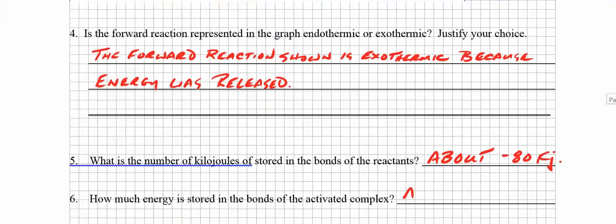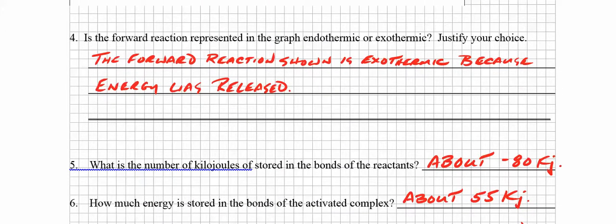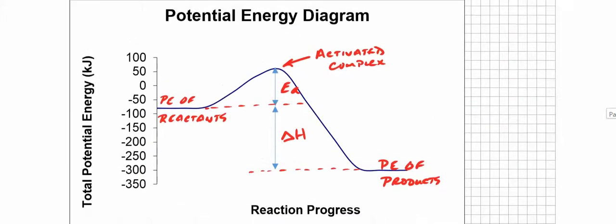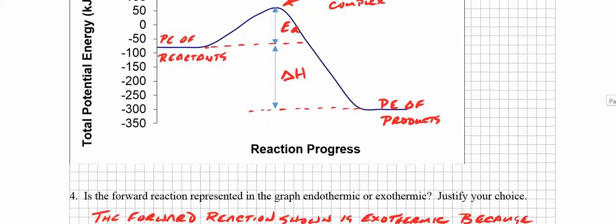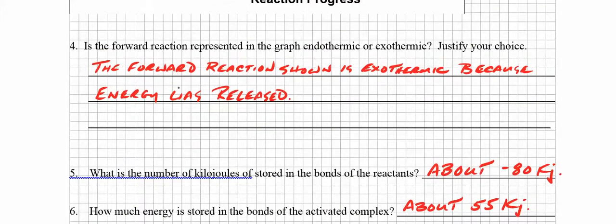It says, is the forward reaction represented in the graph endothermic or exothermic? Justify your choice. Well, I think we've answered that now, because on the graph, the potential energy of the products is lower than the potential energy of the reactants, this would be an exothermic process as shown. This is going to be a release of energy. So the forward reaction shown is exothermic because energy is released. And we're done with number 4. Let's look at number 5.